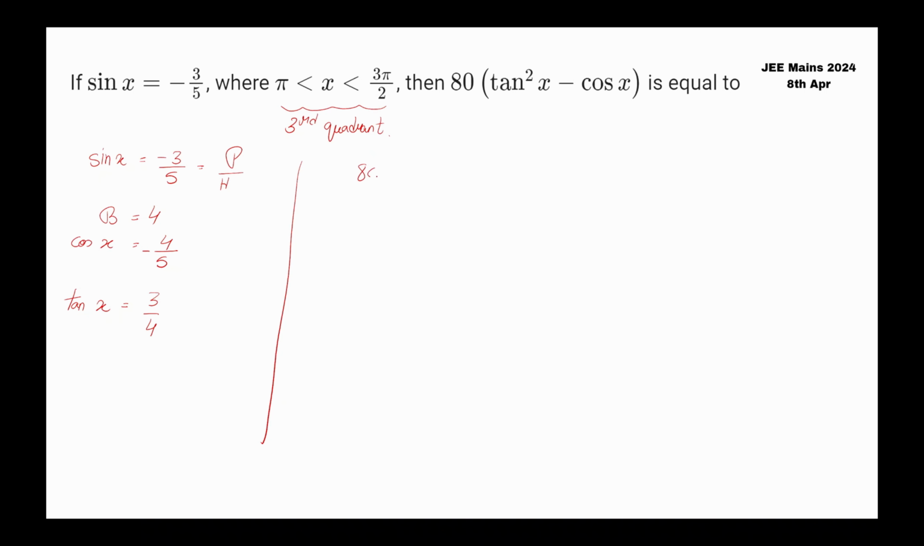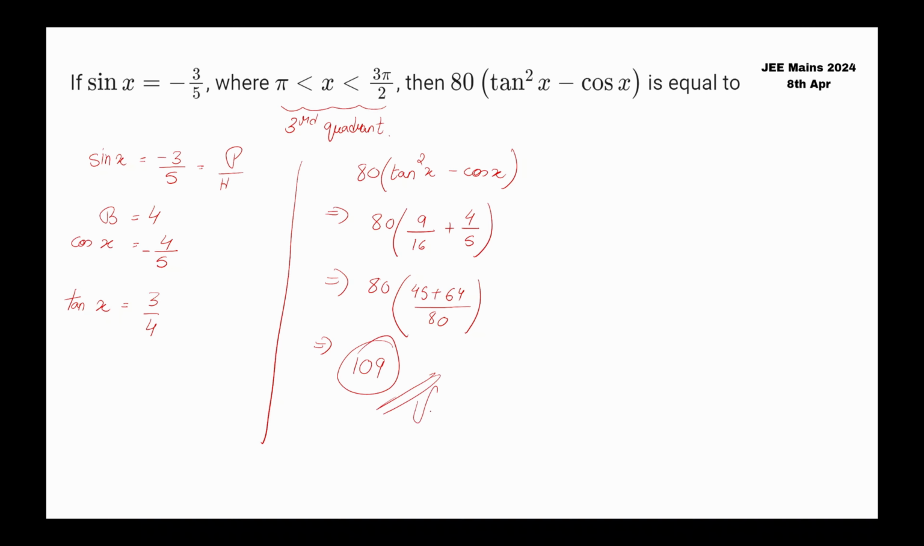We need to find out the value of 80 tan square x minus cos x. So simply this would become 80 times tan square x. This is 3 by 4, so this would become 9 by 16, minus cos x, so this would become 4 by 5. If I solve this, I can take 16 fives are 80 as the LCM. So I would have 45 plus 64. This would give me 109 as the answer. So this is my answer.